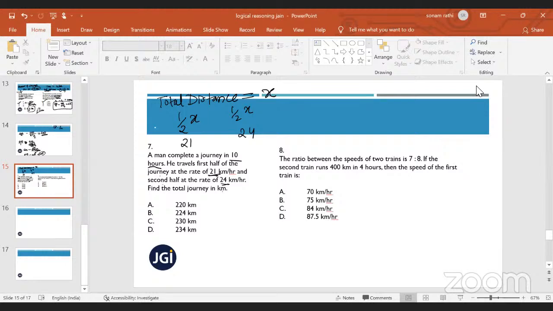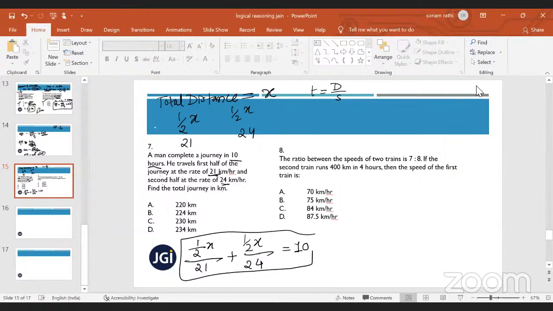Okay, so what is the time formula? Time is equals to distance upon speed. So what is the distance? Half upon speed plus half upon speed is equals to time 1 plus time 2 is equals to total time 10 hours. Just solve this equation.